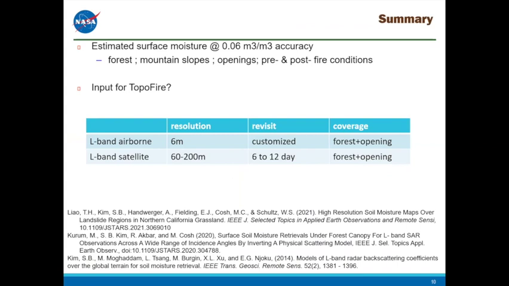So I'll summarize that I showed examples that we can estimate surface soil moisture at about 0.06 accuracy over aspen forest, mountain slopes, openings, and in the conditions of pre and post-fire situations.